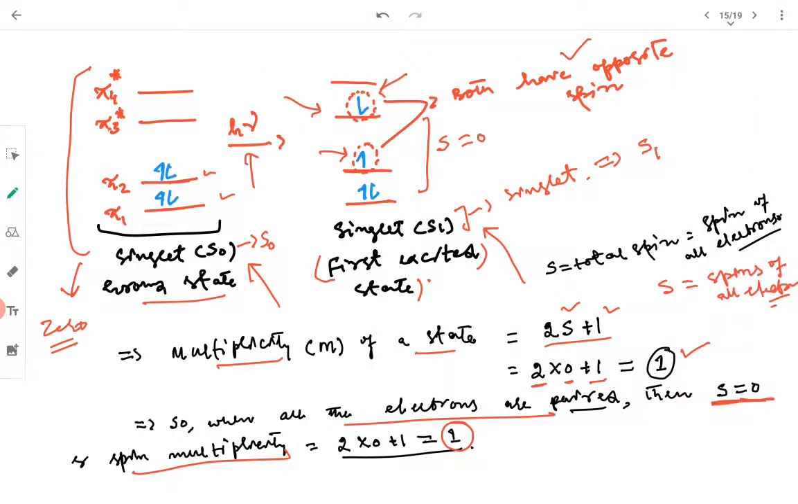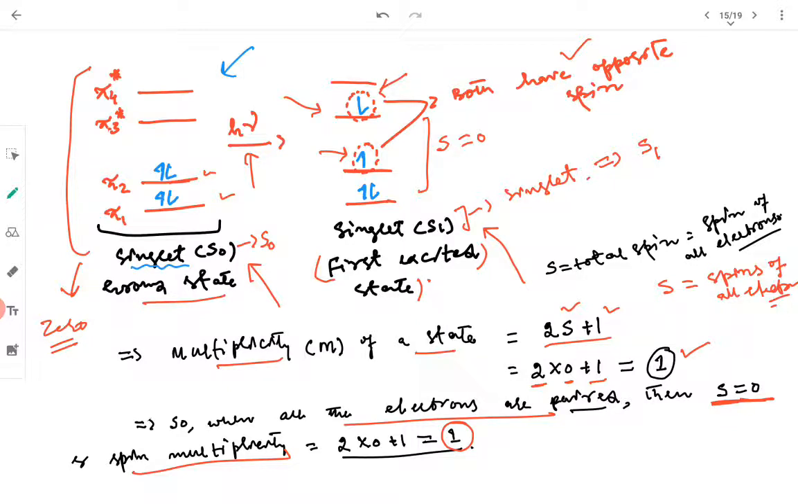So here, we'll discuss these singlet states: the singlet ground state and the singlet excited state. You have a molecule here. There are 4 orbitals. Pi 1 and pi 2 are in the ground state. They are occupied, right? So this is known as the singlet S0 state.